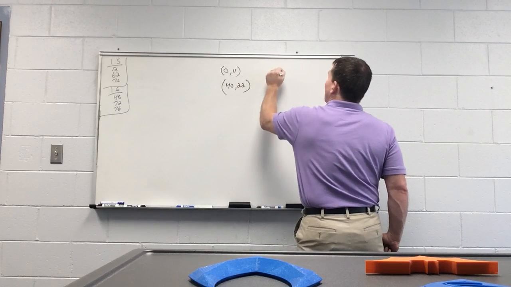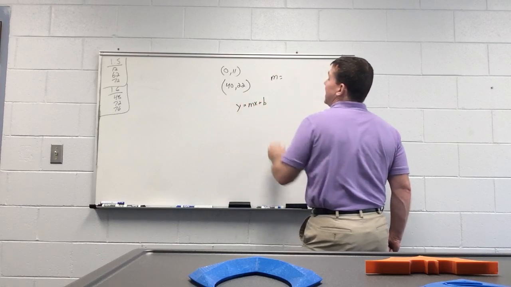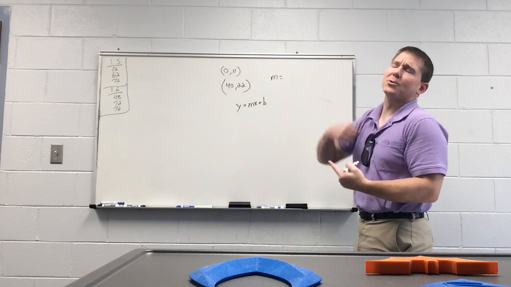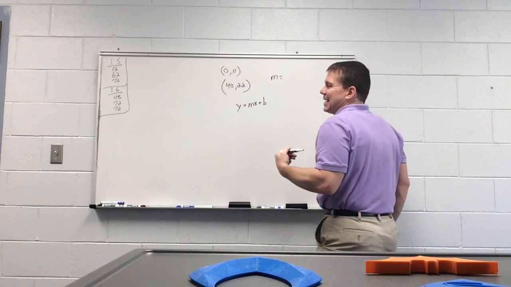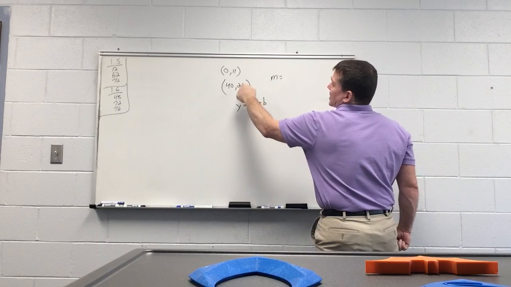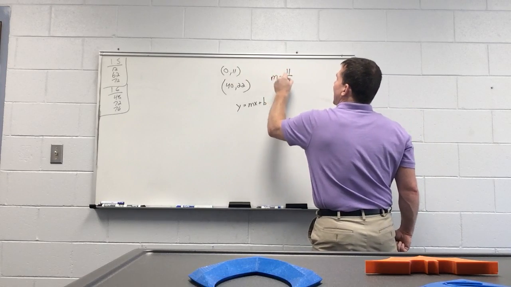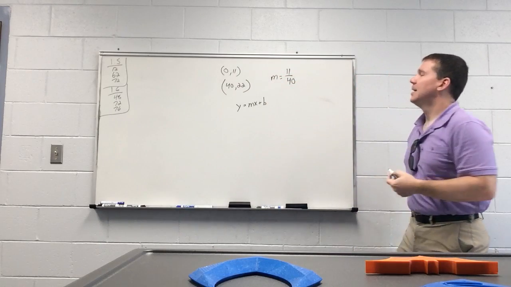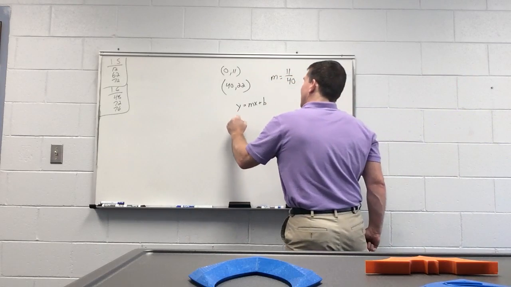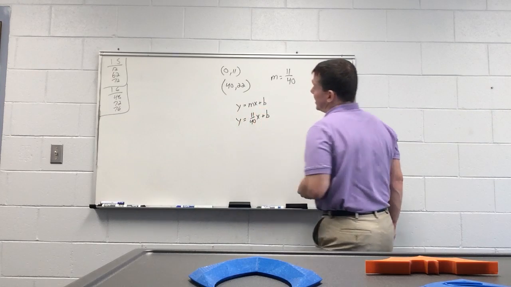Again, to get my slope, my equation is going to be y equals mx plus b. I'll use slope-intercept here as opposed to point-slope. Again, it doesn't matter. Slope, change in y over change in x. 22 minus 11 is 11 over 40 minus 0, which is 40. And there's my slope. So I get y equals 11 over 40x plus b.